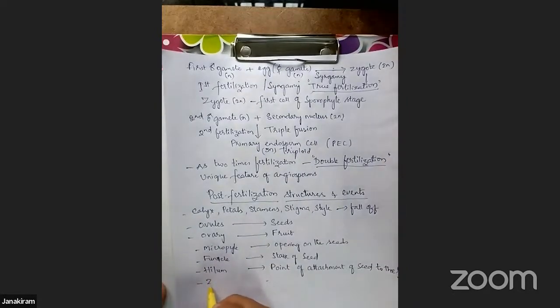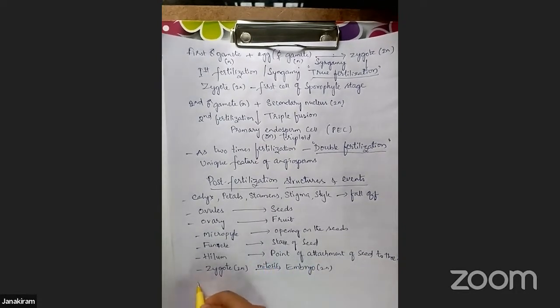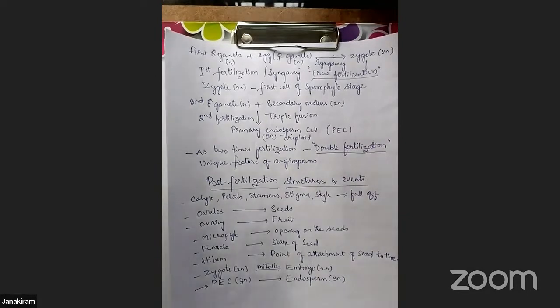And the zygote that has been formed as a result of fertilization will undergo mitosis, leading to the formation of a structure called embryo. And the primary endosperm cell or primary endosperm nucleus will be converted into endosperm, which is also triploid in its condition.